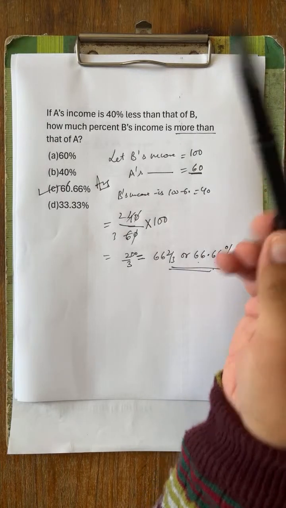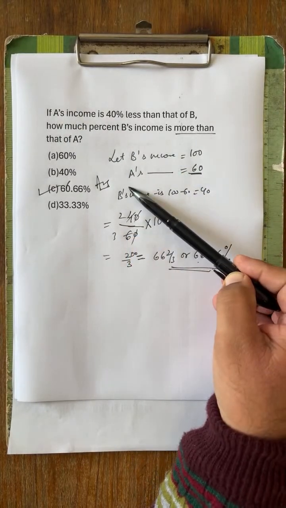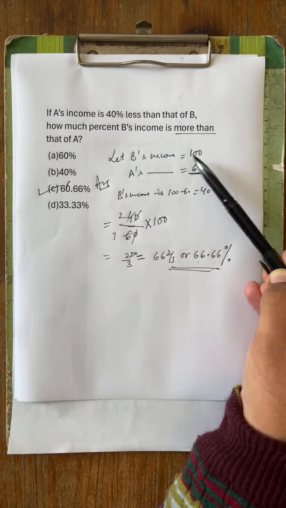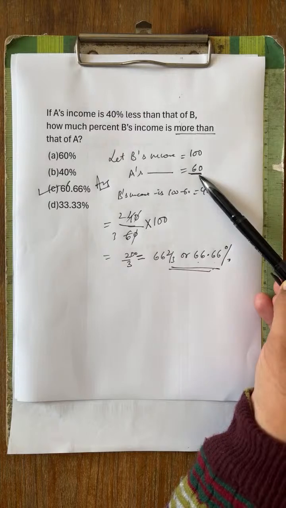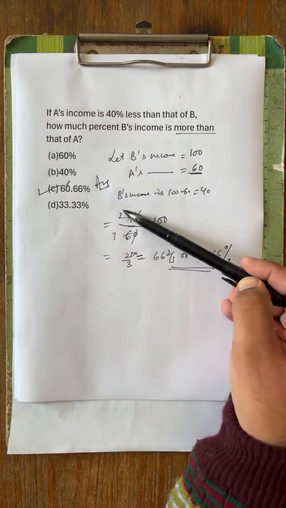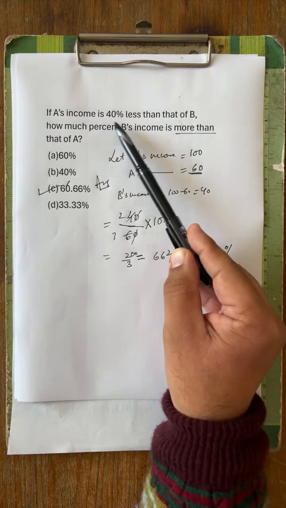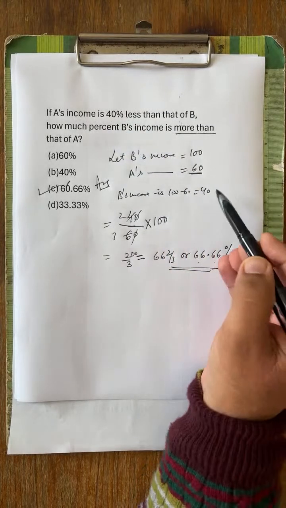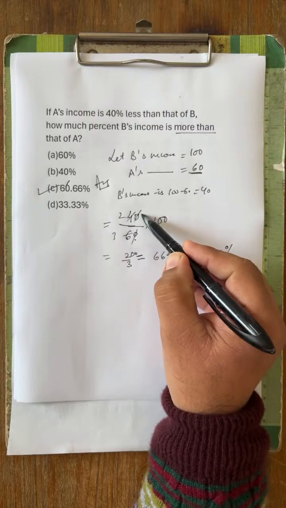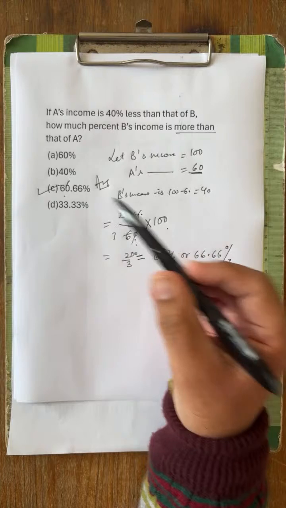Now let me repeat once. Let B's income be 100. So A's income will be 40 less. So 100 is B's income, so A's income will be 60. Now how much is B's income more than A? B's income more than A is 100 minus 60, that is 40. But we have to find it in percentage. So we will be writing 40 in the numerator and 60 in the denominator, 40 upon 60 into 100, that is 66.66%.